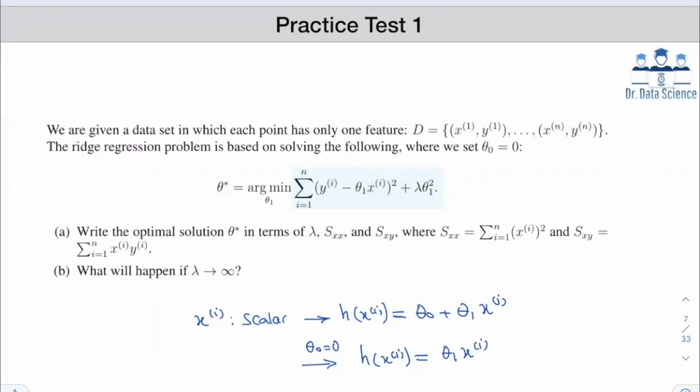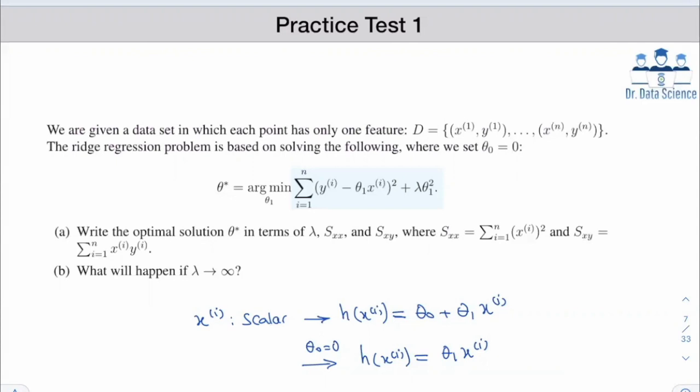Now let's go back to our optimization problem. The first part measures the difference between actual and predicted values. But we have a second term, which is some fixed constant lambda times theta 1 raised to the power of 2. This is a part that we didn't have in the previous slide. But for now, it doesn't really matter because we want to solve this ourselves. What this question asks is to find the optimal solution, meaning the value of theta 1 for which this objective function reaches its minimum value.